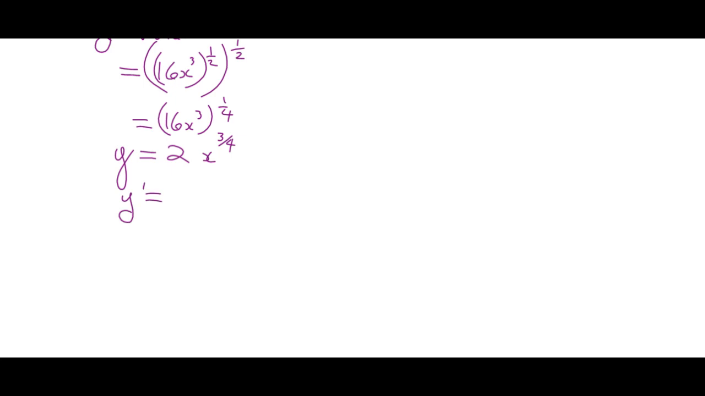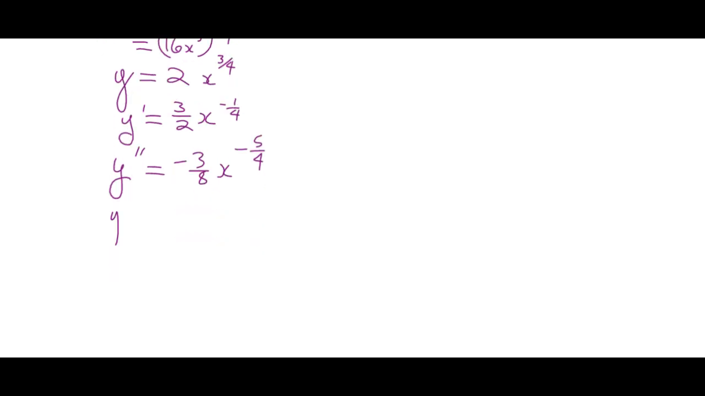2 times 3 quarters, which is 6 quarters, or 3 halves, right? So it's 3 halves x to the negative 1 quarter, right? So 3 quarters minus 1 is negative 1 quarter. What's y double prime? Well, I'm going to pull this, so we've got negative 3 eighths. So negative 3 eighths x to the negative 5 quarters.